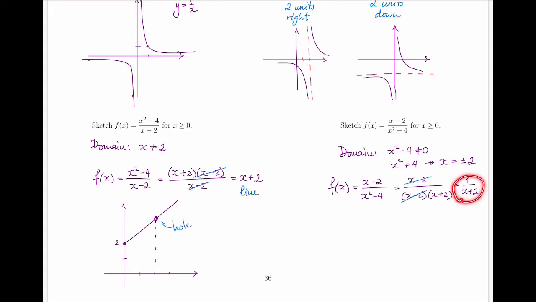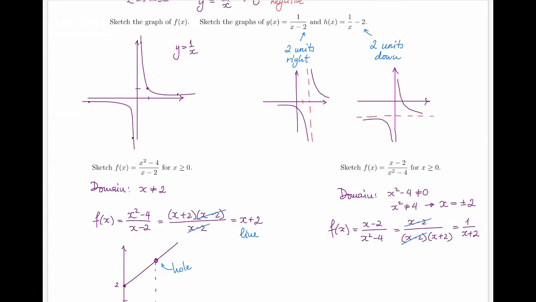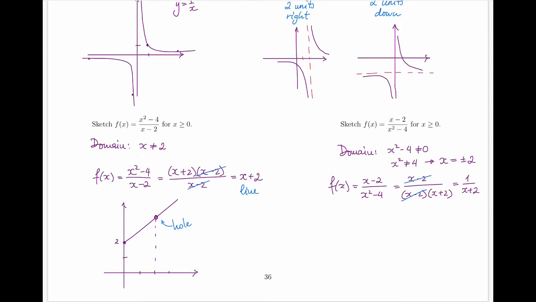Now this function, similarly to the function that we've just seen here, is actually the same as the base function 1 over x, but shifted 2 units to the left. So let's sketch that, and then we will identify where we have to have holes and where we have to have asymptotes. So it's going to be 1 over x shifted 2 units to the left, which means that my vertical asymptote will move to negative 2. And so my entire graph will then be a branch over here and a branch over here.